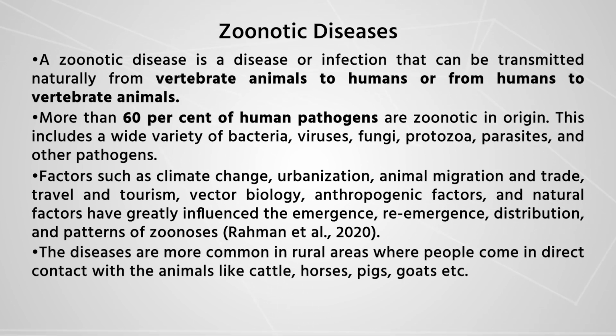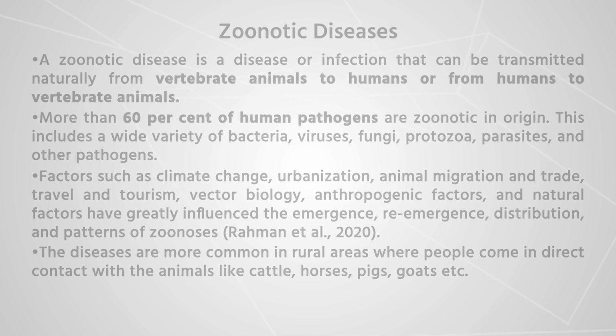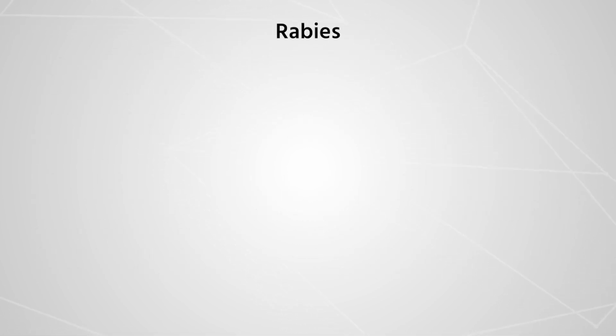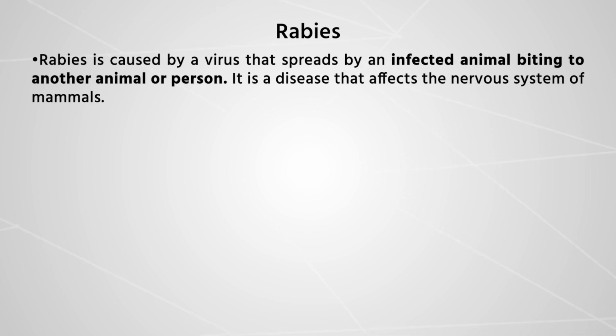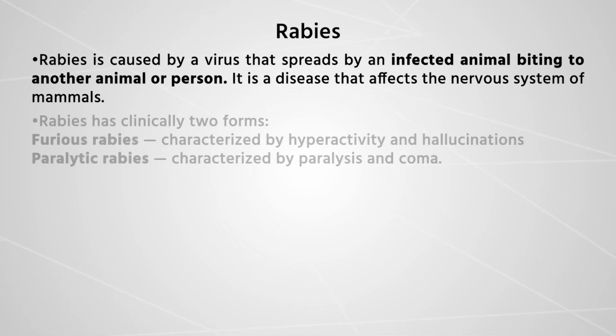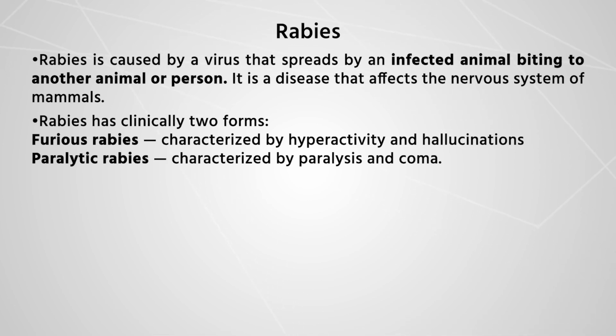The diseases are more common in rural areas where people come in direct contact with animals like cattle, horses, pigs, goats, etc., maybe during agricultural practices. One of such diseases is rabies. Now, rabies is caused by a virus that spreads by an infected animal biting another animal or person. It is a disease that affects the nervous system of mammals. Rabies has clinically 2 forms: furious rabies, characterized by hyperactivity and hallucinations, and paralytic rabies, characterized by paralysis and coma.